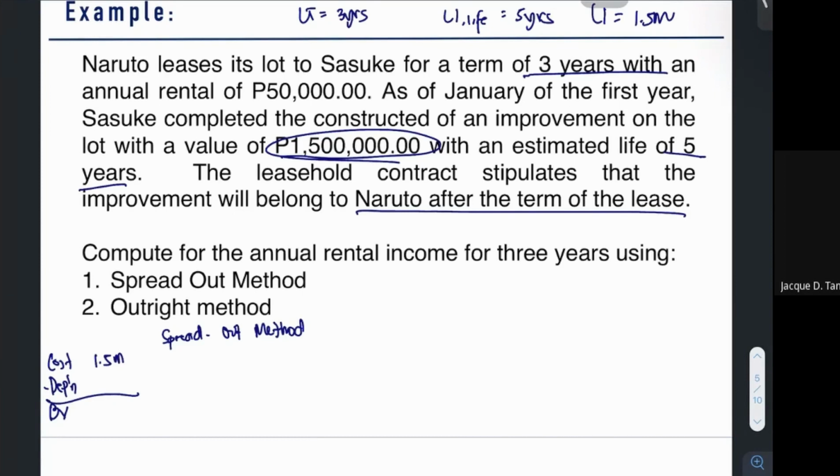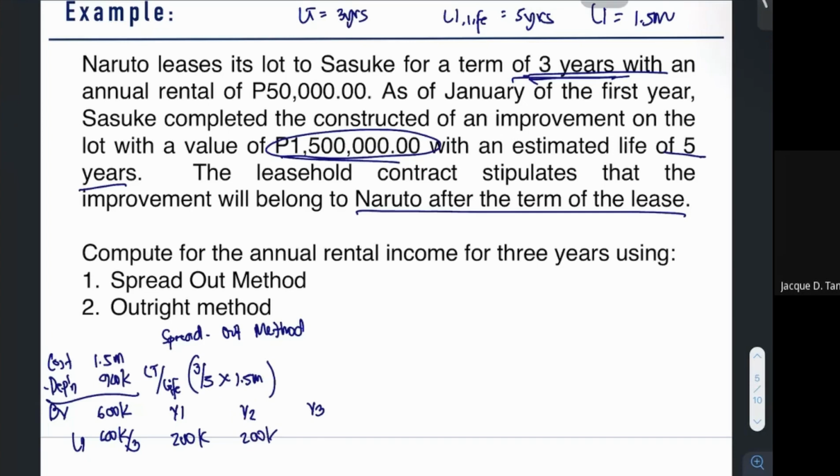So for depreciation over the lease term. The lease term is 3 years. So lease term over the life. The lease term is 3 years. The life is 5 years. You multiply it to the cost of 1.5 million. So we have here 3 over 5 multiplied by 1.5 million. So we have 900,000. So the book value will be 600,000. And this 600,000 will be spread out in the lease term. So there are 3 years. So 600,000 divided by 3 because our lease term is 3 years. So we spread it out for 3 years, 200,000 per year.